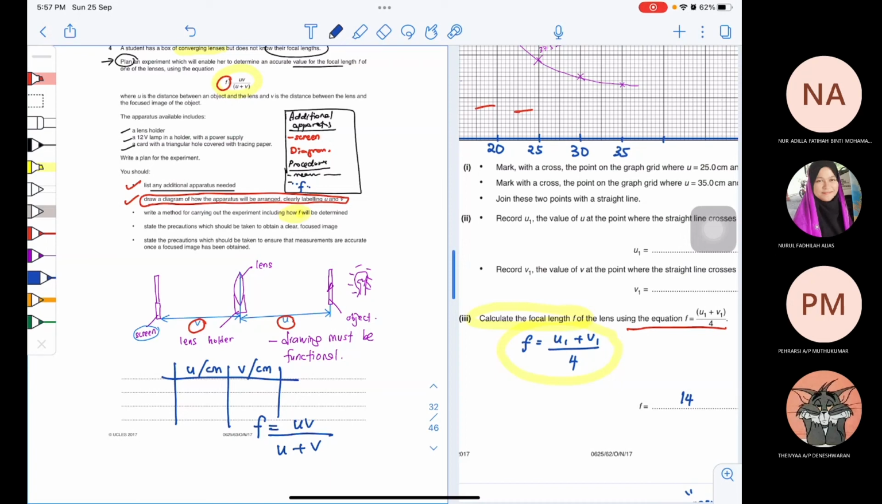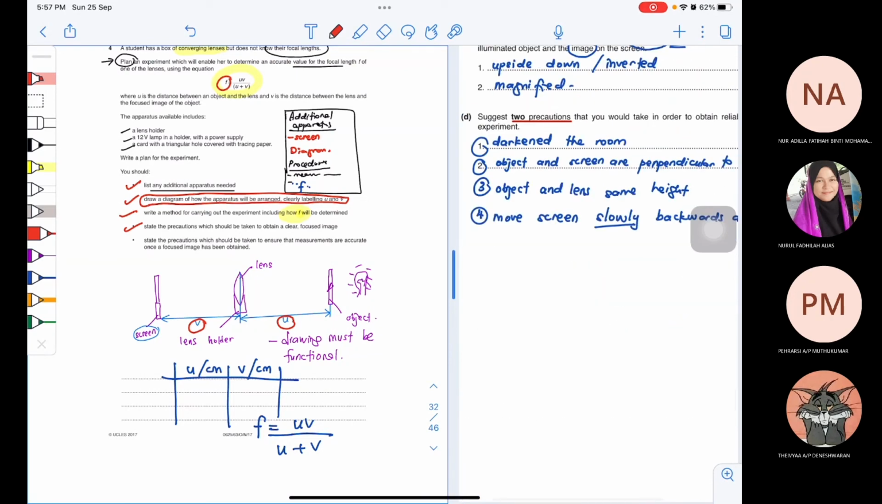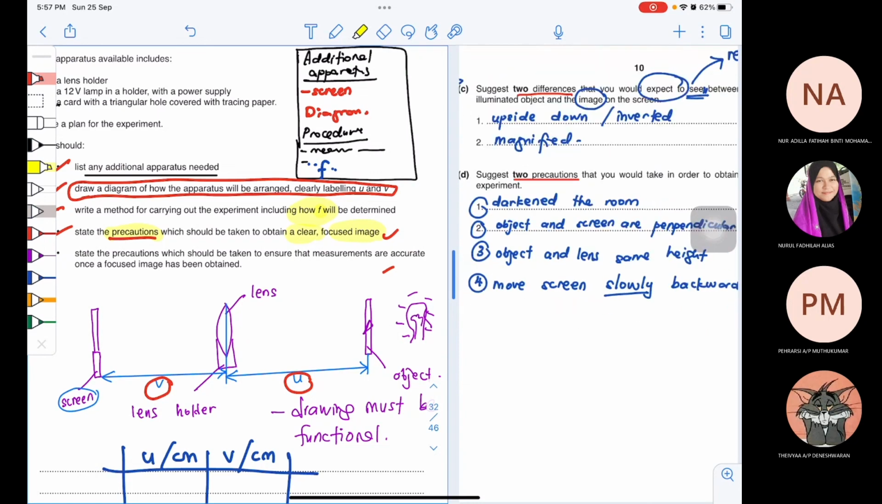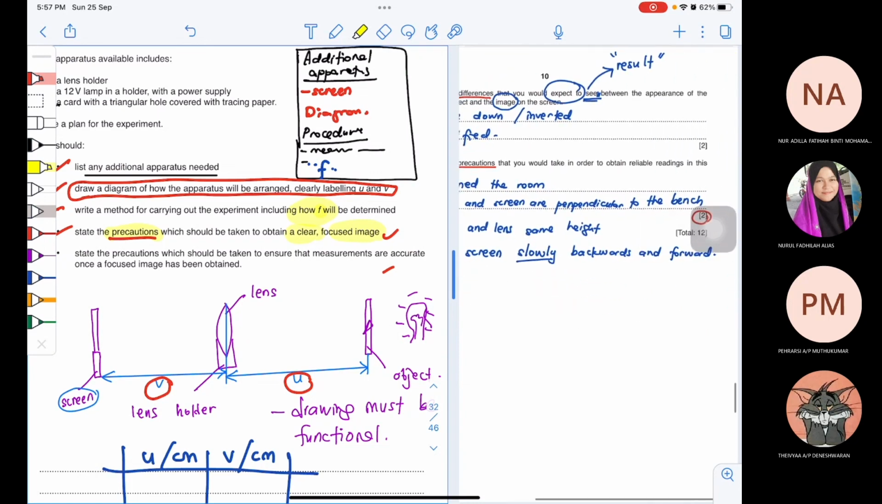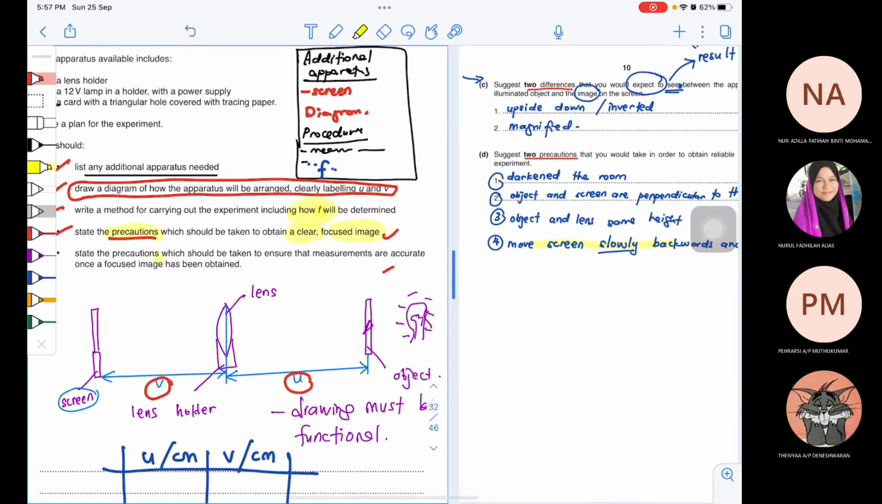And then state precautions. So macam tadi, sama je precautions yang ni. And then state precautions lain. Yang ini precautions, so ini be careful. Dia ada dua. Jangan you kata, oh nak dua. Tak. Ni two different things. Ini precaution to get clear and focus image. Jadi apa yang mana satu? Move screen clearly and slowly. Okay, and then yang kat sini, state precaution to ensure measurements are accurate.